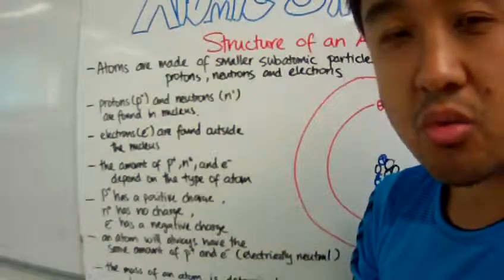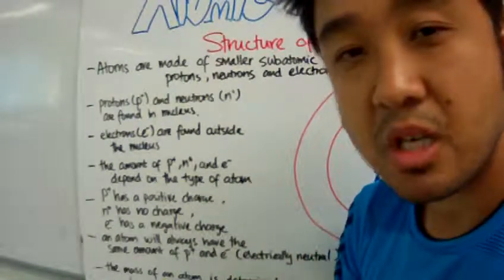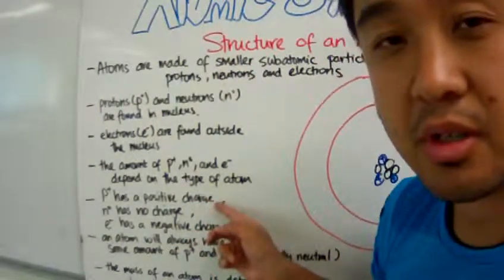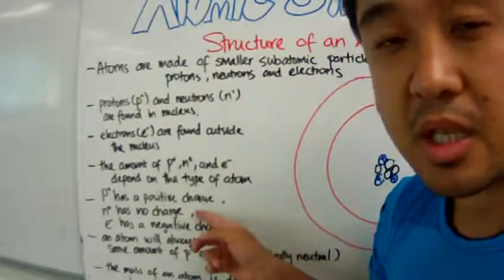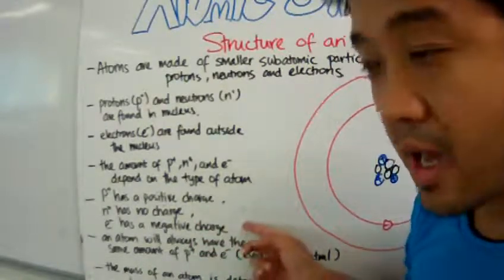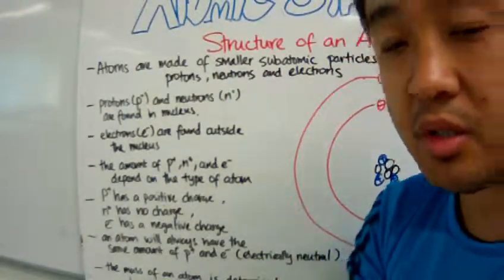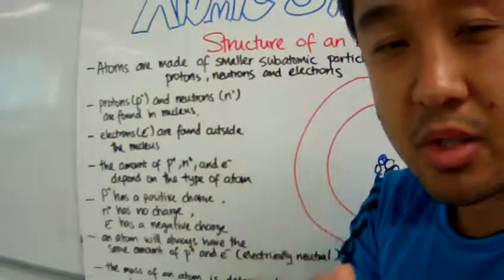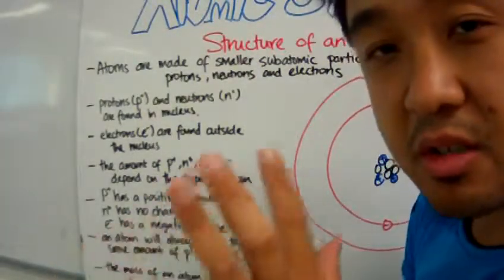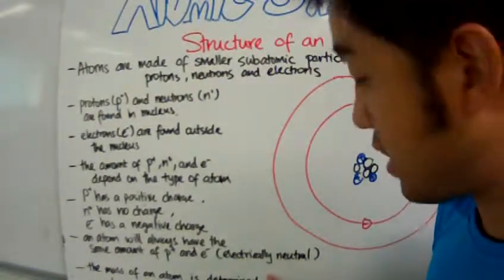Now, it is also important to know that when we talk about subatomic particles, some of these subatomic particles will carry a charge. For protons, it has a positive charge. For neutrons, it has no charge, which means it's neutral. Electrons have a negative charge. For any given atom, it is very important to note that the amount of protons and electrons will always be the same. This is why we can say that atoms are electrically neutral.